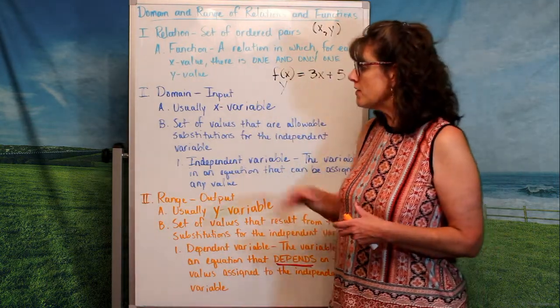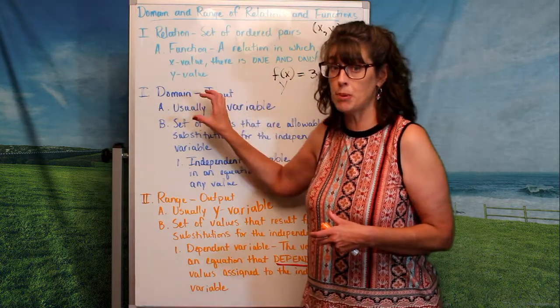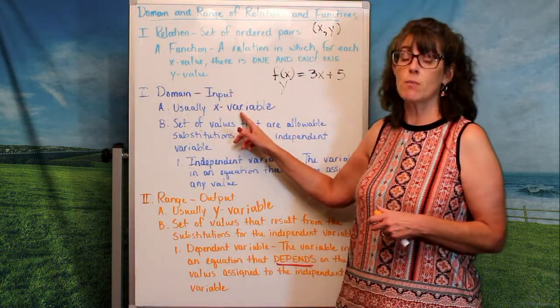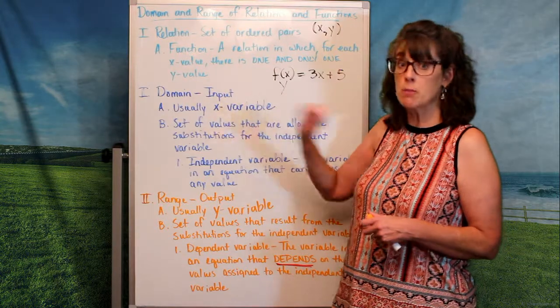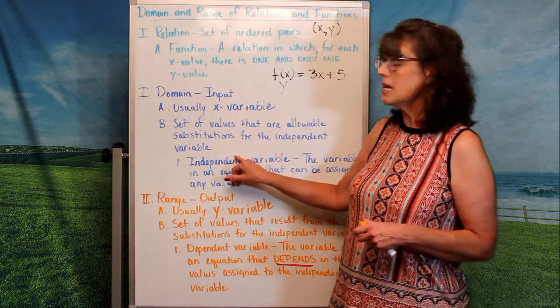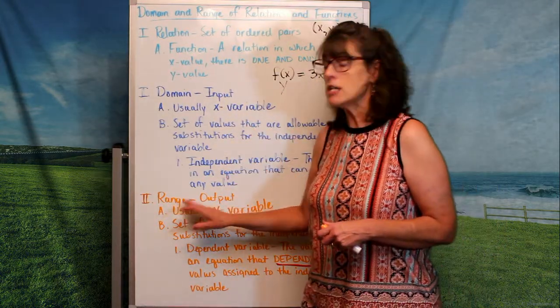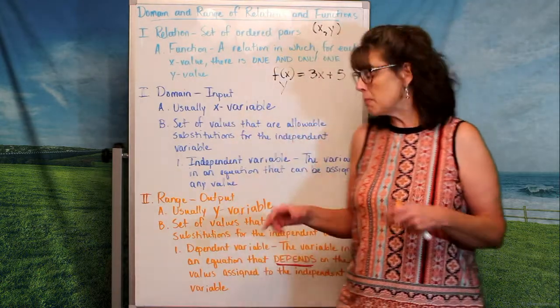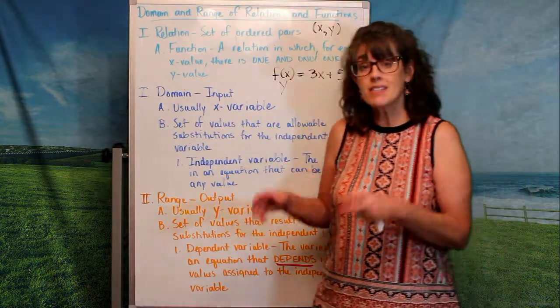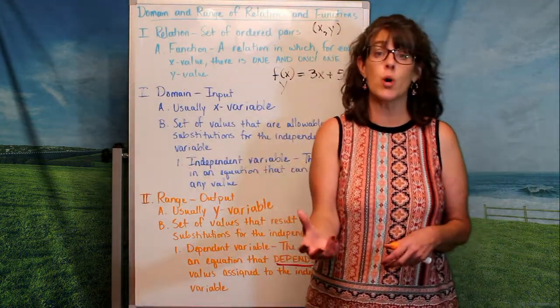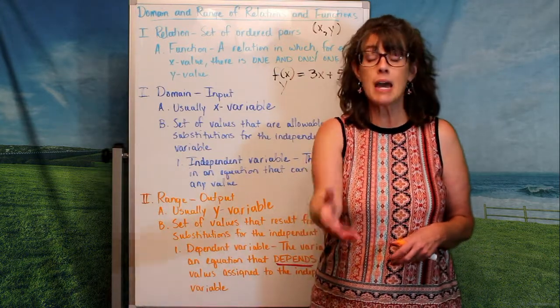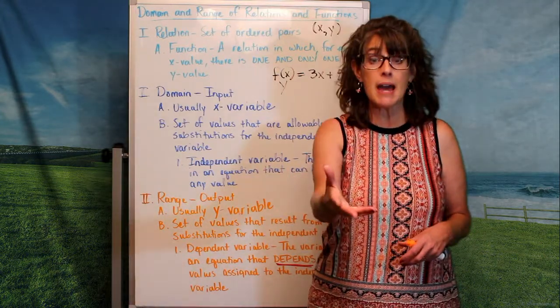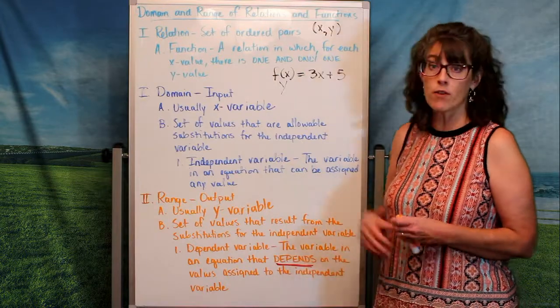So there's your definition of your domain. It's the input, typically your x variable, because it's the one that I plug numbers into. So therefore, it's my independent variable. And my range is going to be my output, typically my y variable, because that's the one that depends on whatever is coming out. That's the one the stuff's coming out, and it depends on whatever I plugged in.